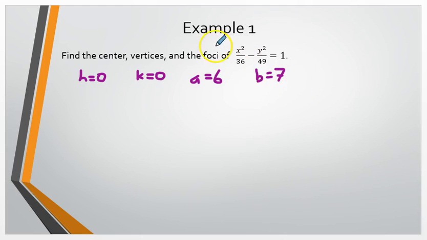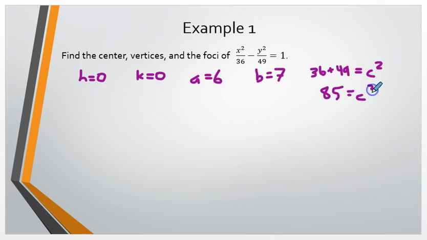I will need to find the c value for identifying the foci. So I'm going to do the opposite sign. Since I see a squared and b squared down here with a minus, I'm just going to flip this sign and do a squared plus b squared. So 36 plus 49 will equal c squared. So then if I keep solving this, I will have 85 equals c squared.